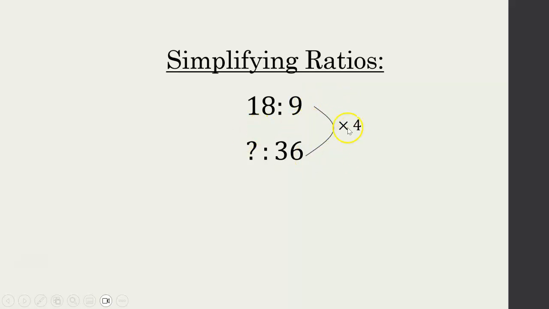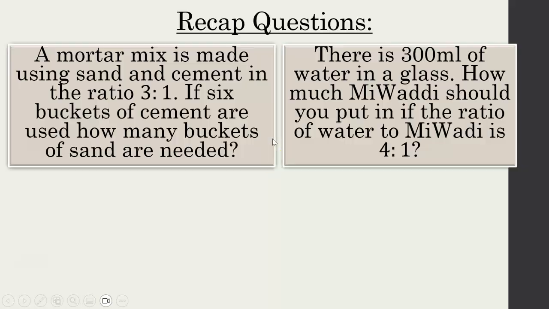Whatever we do to the right-hand side, we have to do to the left-hand side. So I got 18 times 4. Well, that's going to be 72. So I end up with the ratio 18 is to 9 is the exact same ratio as 72 is to 36. It's just a different way of representing it. This time we didn't simplify it, we actually made it bigger, but we're just changing the ratio slightly.